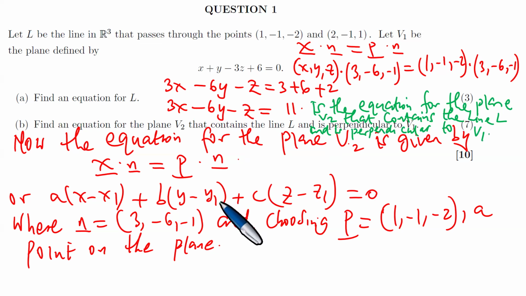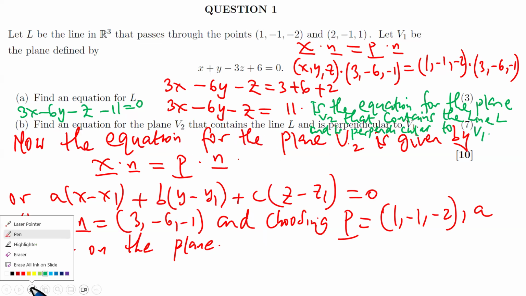Just to take note of that, this can also be written as 3x minus 6y minus z minus 11 equals 0. So the 11 can be transposed to the left-hand side of the equation, in which case it becomes 3x minus 6y minus z minus 11 equals 0. Let's look at the next question.